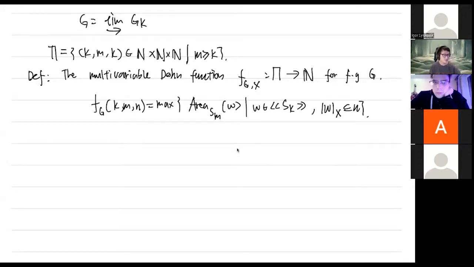Okay, so because this is definitely not the Dehn function we talked about, and it's not a function from natural numbers to natural numbers, we have to introduce a new equivalence relation.